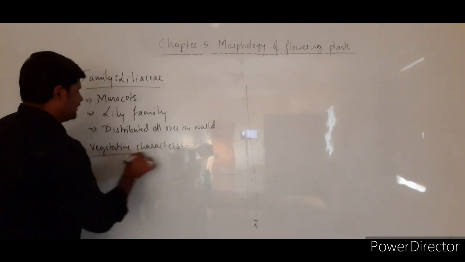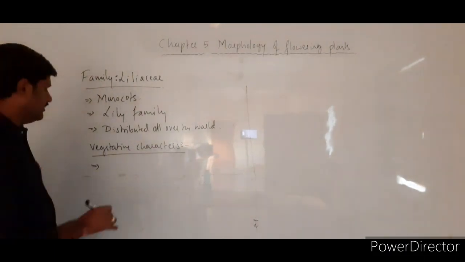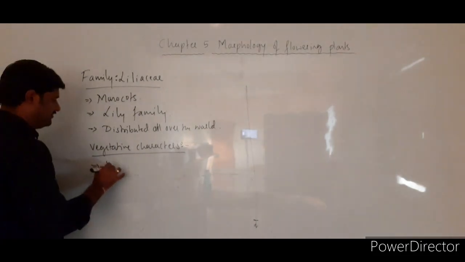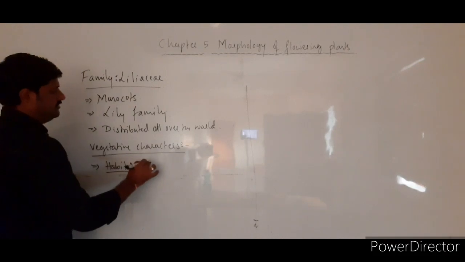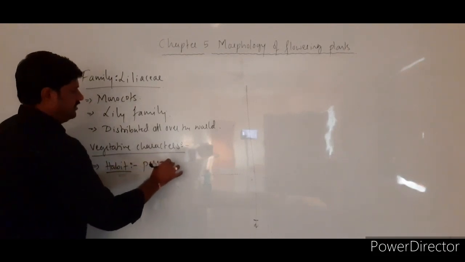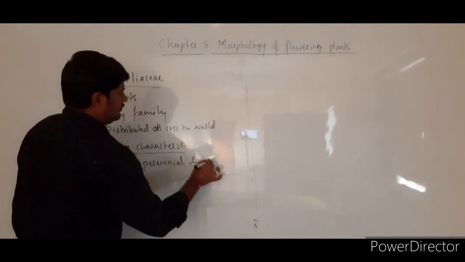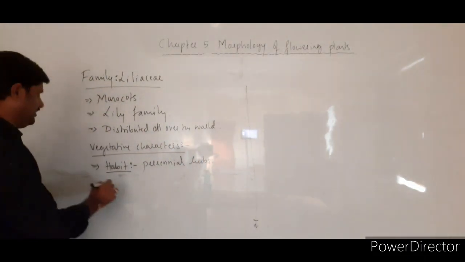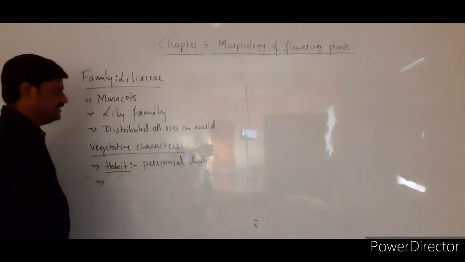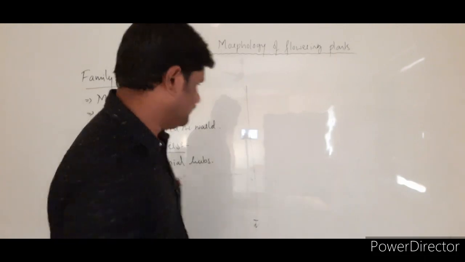The vegetative characteristic features of these plants. First of all, we should know the habit of the plant. These are perennial herbs. Very important point to be noted. Perennial stands for what? Growing for several years, right?